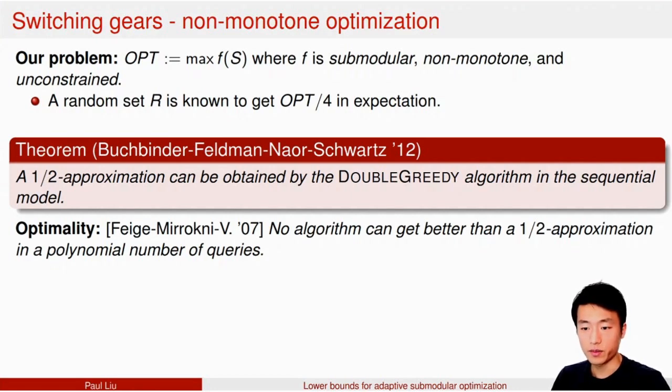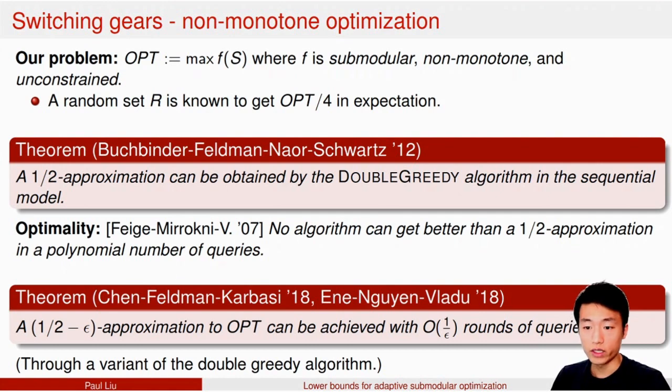Now in the adaptive model, 2 independent works in 2018 were able to show that you can get 1/2 minus epsilon in 1 over epsilon rounds. And this is done through a variant of the double greedy algorithm, where the optimization is done on a continuous proxy for f called the multilinear extension. So these 2 results are by Chen, Feldman, Karbasi, and also Ene, Nguyen, and Vladu.